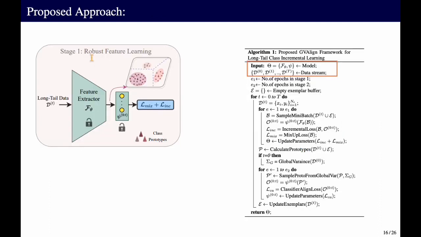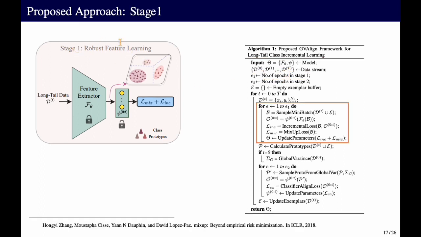Now I discuss the complete approach, GVLN. It basically involves two stages. Initially, the base model is given, containing the feature extractor f theta and classifier phi. The continuous data stream is denoted by D1, D2 till Dt, and there is no overlap in the classes in D0, D1 and Dt. In stage 1, robust feature learning, the model is trained with the traditional CIL losses along with the mix-up loss to obtain robust features.